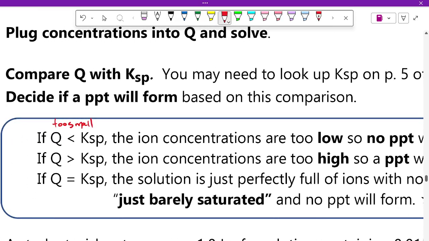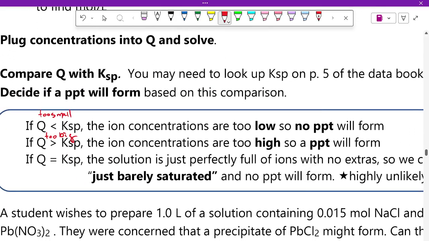If Q is greater than KSP, we are now on page 65. No, still on 64. What is wrong with me? Now we are too big. That means too many ions. Ion concentration is too high, so a precipitate will form.